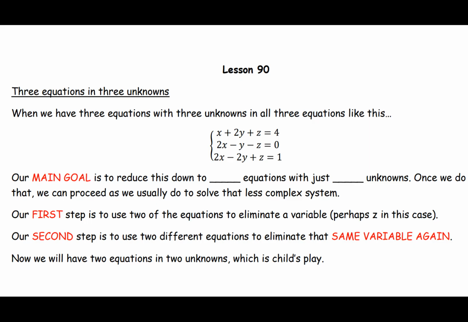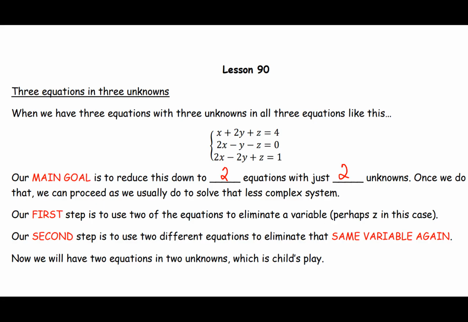Okay, lesson 90, 3 equations and 3 unknowns. When we have 3 equations with 3 unknowns, like this: x plus 2y plus z is 4, 2x minus y minus z is 0, 2x minus 2y plus z is 1. Our main goal here is to reduce this down to 2 equations with just 2 unknowns. Because once we do that, we can proceed as usual. We can solve that system of equations by elimination or substitution. Everything's good. We already know how to do that.